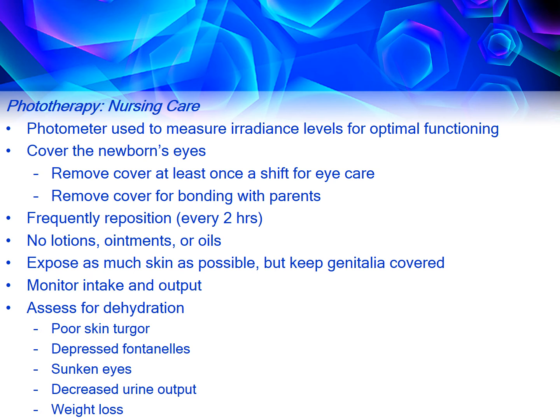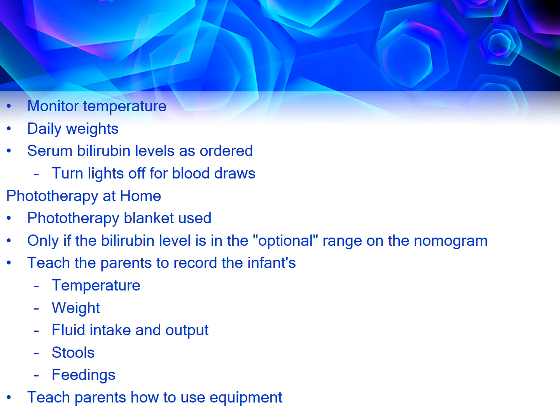We're going to monitor our baby's eyes and nose, and we're going to assess for dehydration. In our baby, skin turgor is not the greatest way to assess for dehydration, but you could check for poor skin turgor, depressed fontanelles, sunken-in eyes, decreased urine output, or even weight loss. We want to monitor baby's temperature, make sure they're staying warm but not overheating. We are going to do some daily weights, and then we're going to draw bilirubin levels as ordered.